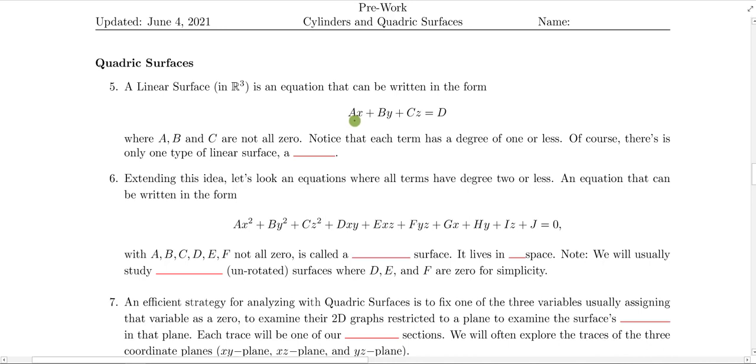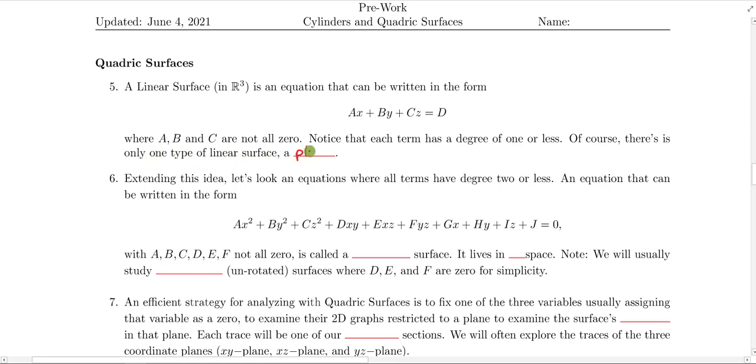So just to put things in context, a linear surface in R3 is an equation that can be written in this form. And the thing to notice here, first of all, is that not all of these terms can be zero, otherwise we've just got a number. But then the other thing is that each of these terms has a degree of 1 or less. These three terms all have degree 1, this term has degree less, so this is what we mean by a linear surface.